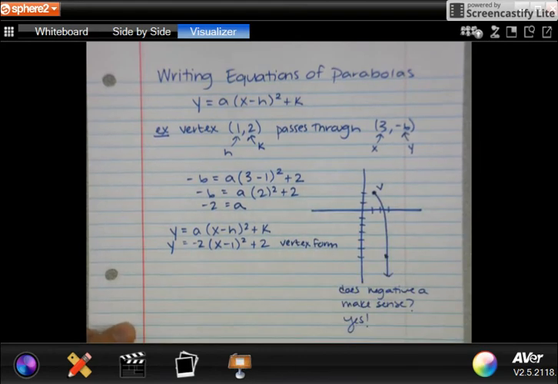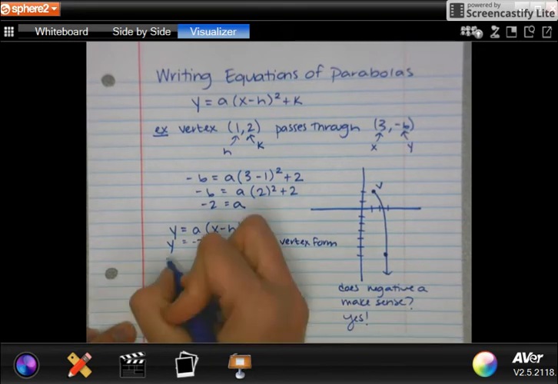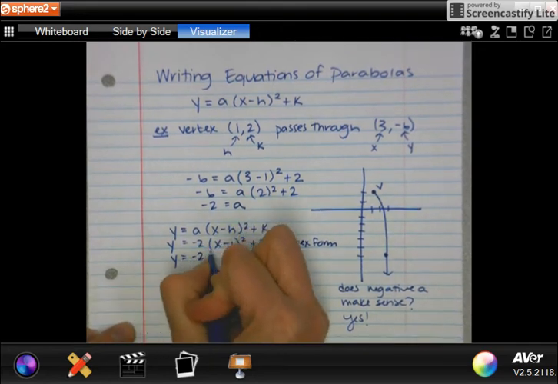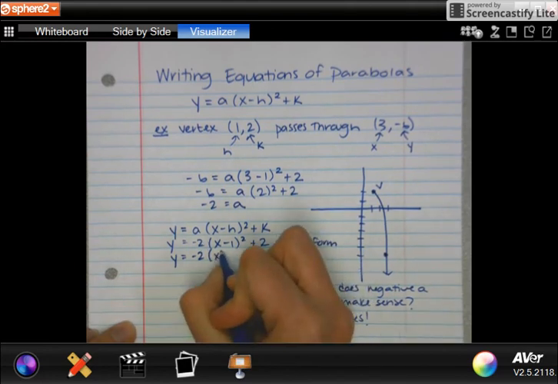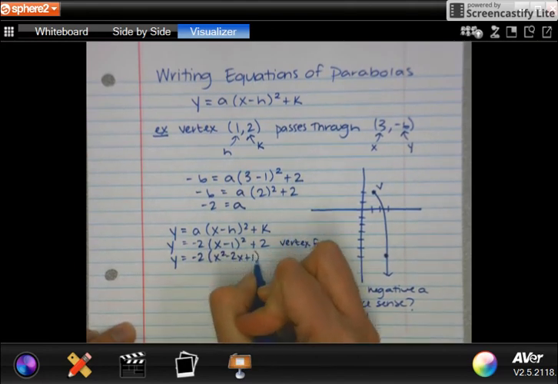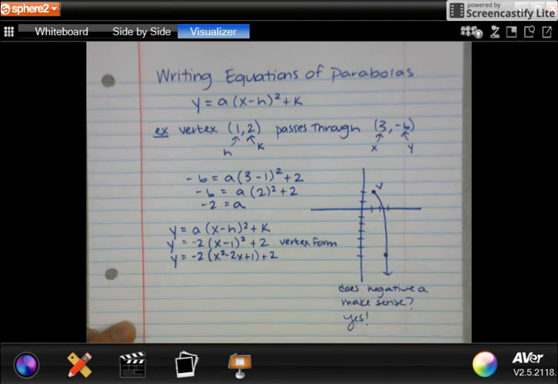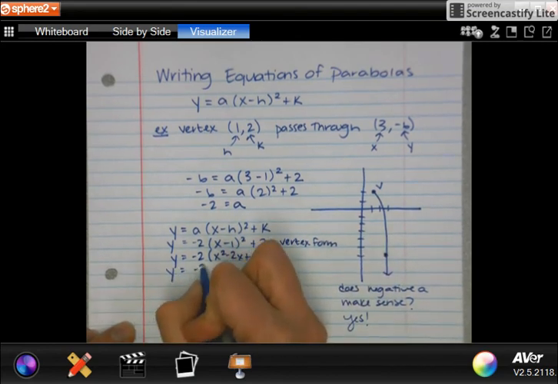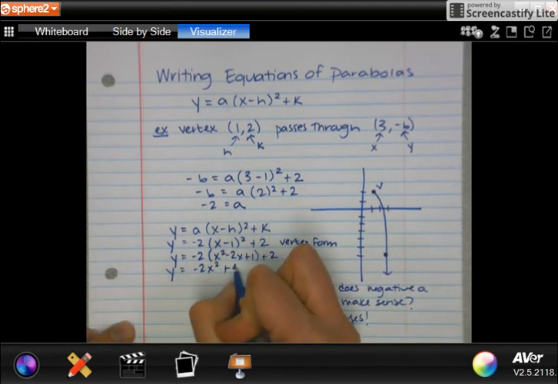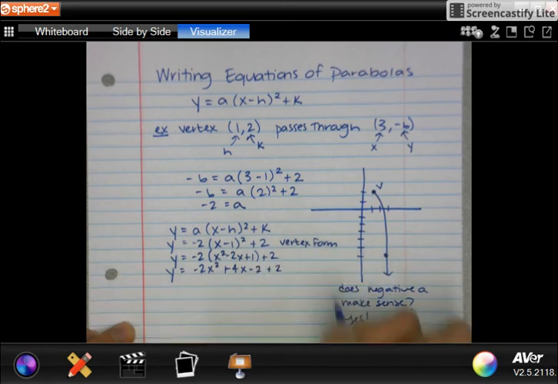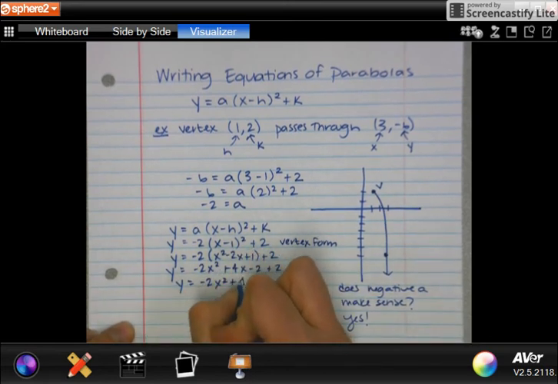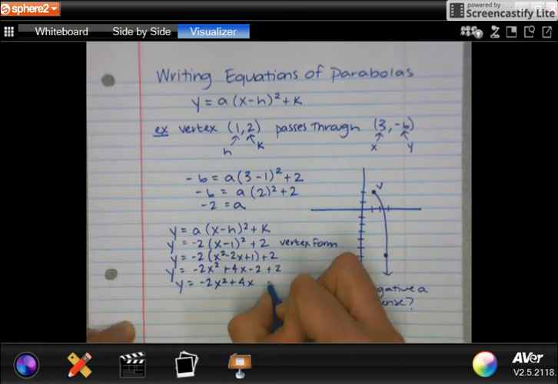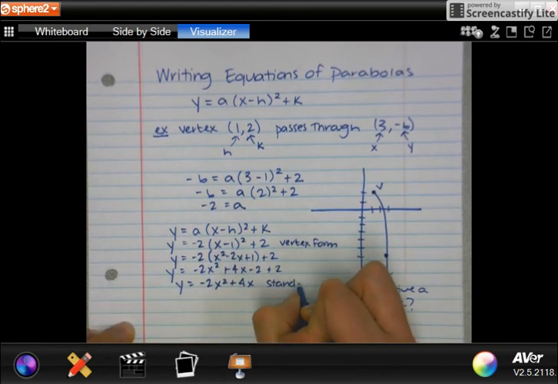If we wanted to, we could continue on by writing it in standard form, which means we would have to FOIL this out. Distribute the -2, and combine any like terms. And that would be our final answer in standard form.